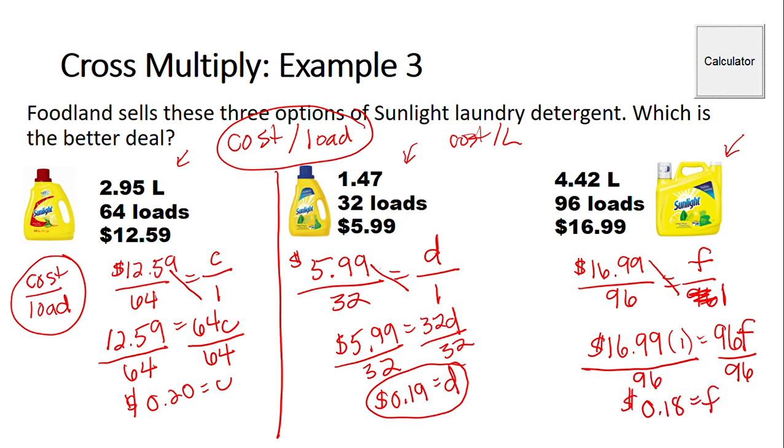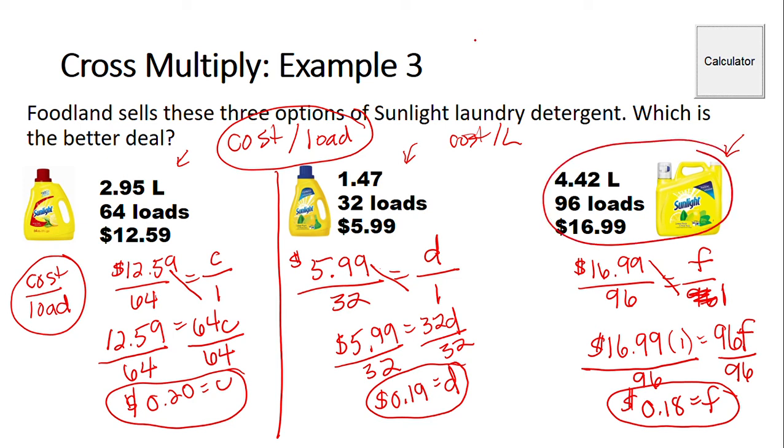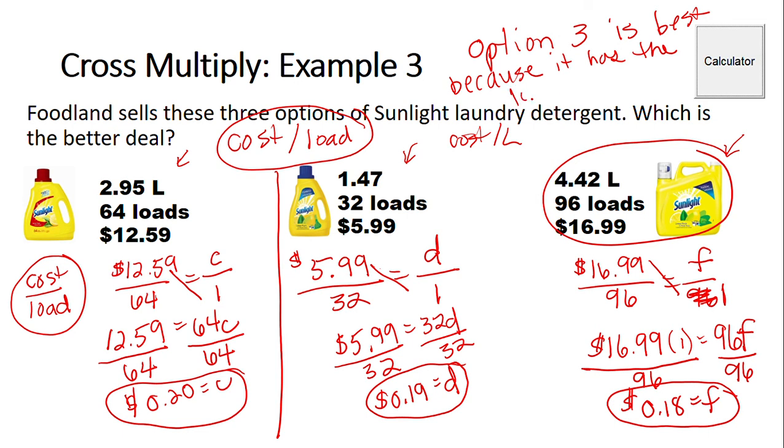And the question is, Foodland sells these three options of Sunlight, which is the better deal? So we've got C, which is 20 cents per load. This is 19 cents per load, and this is 18 cents per load. And so the answer is this one. Option 3 is best because it has the lowest price per load. Sorry, this is cramped. There we go.